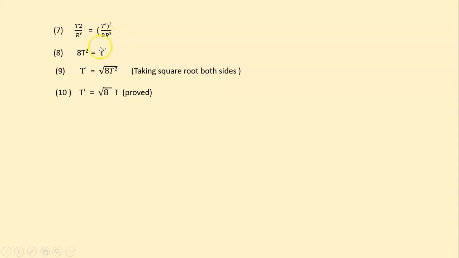Cancelling the common terms, we get 8 t square is equal to t dash square. Therefore, t dash is equal to under the square root 8t square. Taking the square root on both sides, we get t dash, that is the new time or the period of revolution, is root 8 of the original period of revolution. Hence proved.